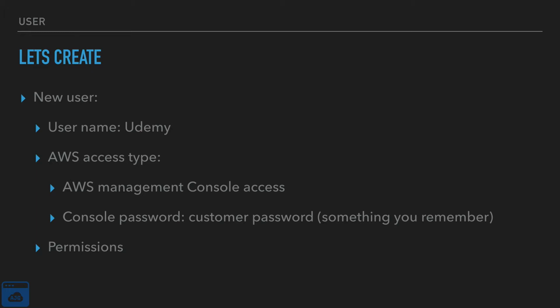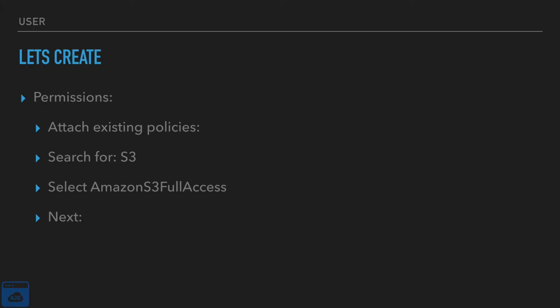So let's create a new user. We're going to log into the AWS console as the root user. The username we're going to use is Udemy. For the access type, we are going to use the AWS Management Console access. We are going to give a custom password, and then we're going to modify the permissions. We're going to attach existing policies. Then we're going to search for S3, select S3 full access, click next, and then create that user.